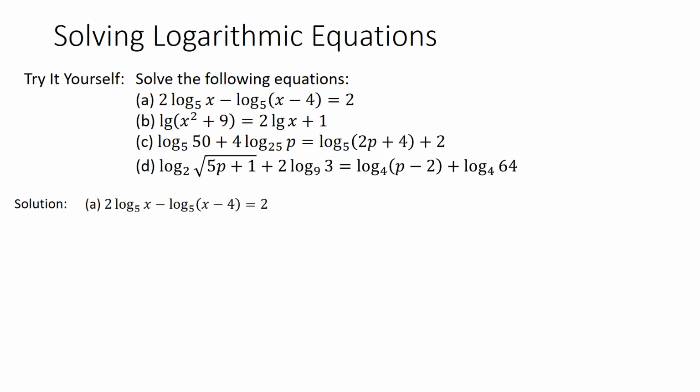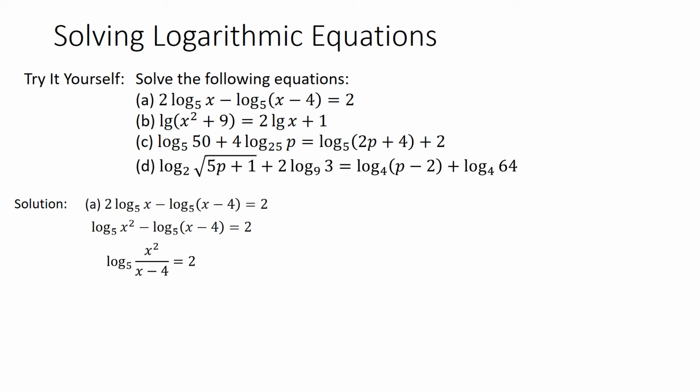Here is the solution. For A, you can see that the first term has a constant 2 multiplied with log 5x. So you can bring up the 2 by applying the power law. It will be log 5 x squared. Then minus log 5 bracket x minus 4 equal to 2. Then at this level, we can see that the first two terms have the log with the same base 5, so we can use the quotient law. It becomes log 5 x squared over x minus 4 equals 2.